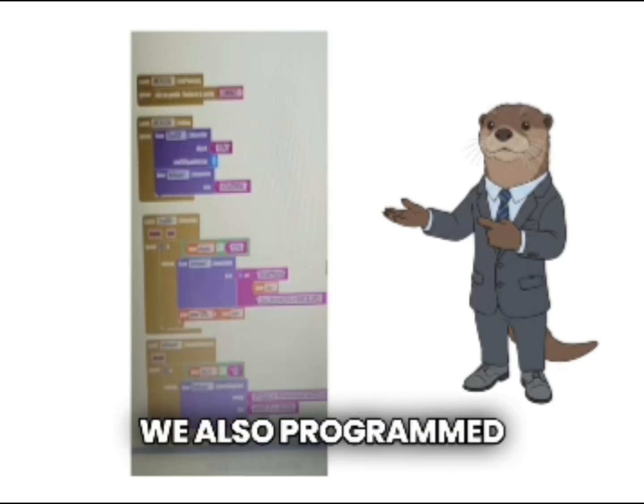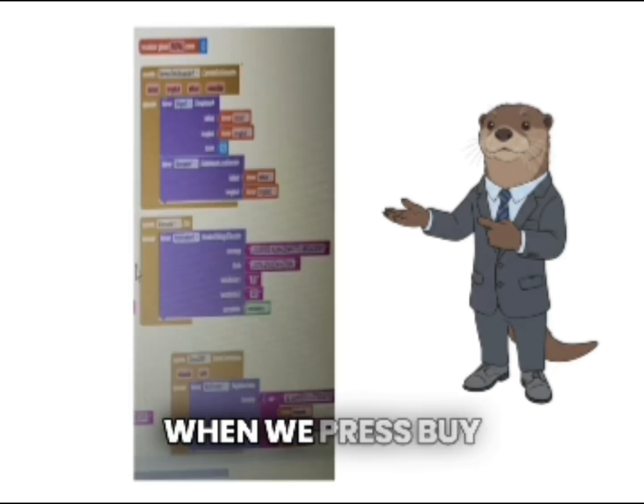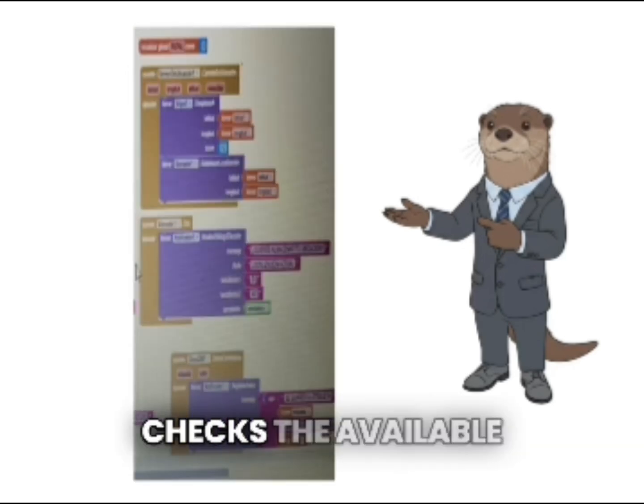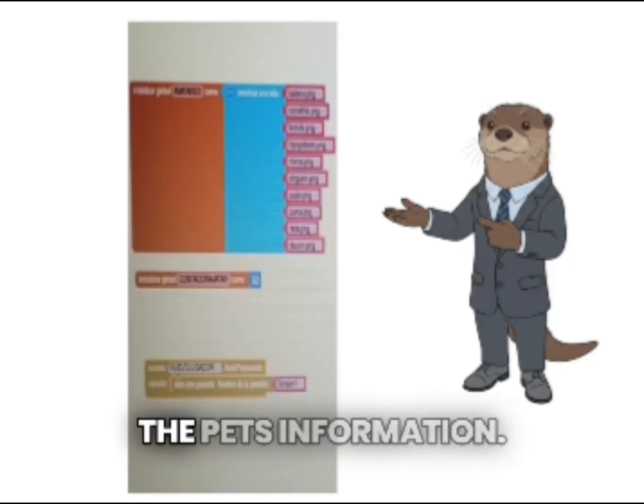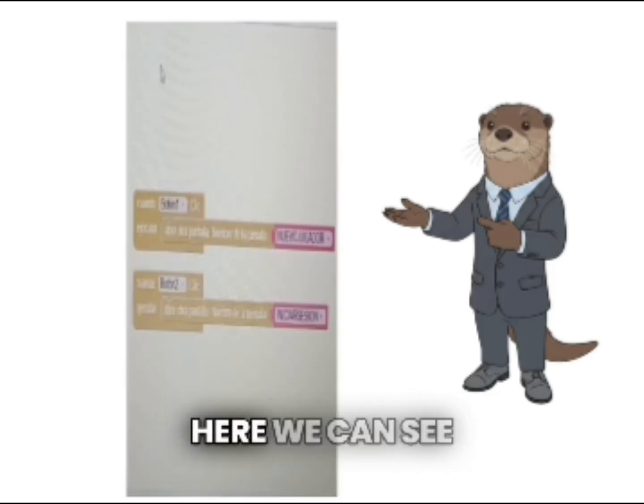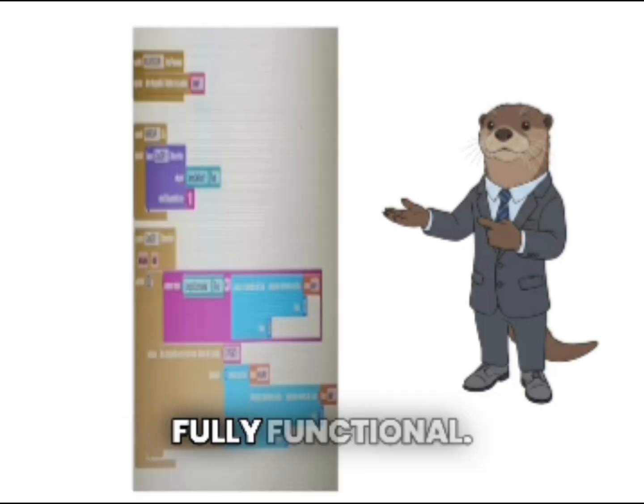We also programmed the pet store. When we press buy food, the app takes the available points, subtracts the cost, and updates the pet's information. Here we can see the blocks that make this feature fully functional.